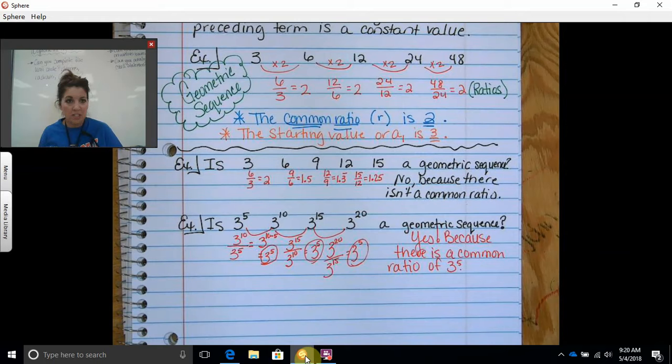Okay. So just like what we did with arithmetic sequences, if we want to find a particular term in the sequence, instead of just continuing to figure out the next term, we can use a formula, the explicit formula, to find the 10th term, the 50th term, the 100th term, the 1000th term. But it's going to be a different formula than the arithmetic sequence.